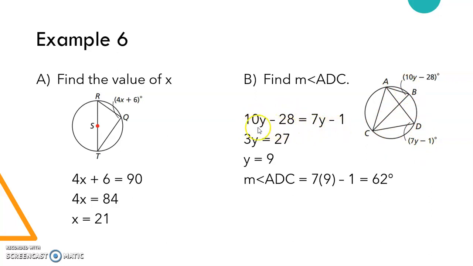I subtracted 7y on both sides and I added 28. So I got 3y equals 27. Then I divided by 3 on both sides to get y equals 9. So I found that the measure of ADC is 7 times 9 minus 1, which is 62 degrees. So there's one last check it out question coming up next.